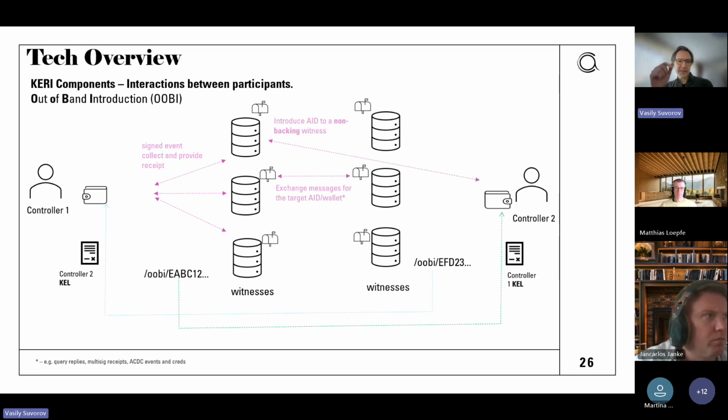and so on and so forth. So witnesses have what they call a mailbox mechanism, and this mailbox mechanism allows the wallet to work asynchronously with the witnesses, but also I can leave messages for an external participant that's not the controller that the witness is controlling themselves. So that's another important thing that exists there, just for your information.